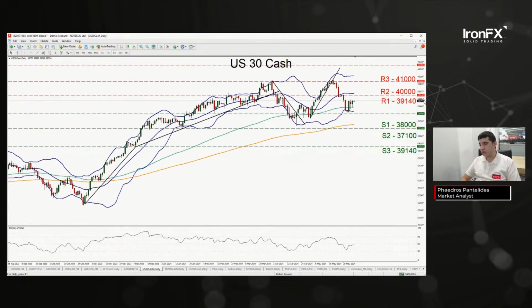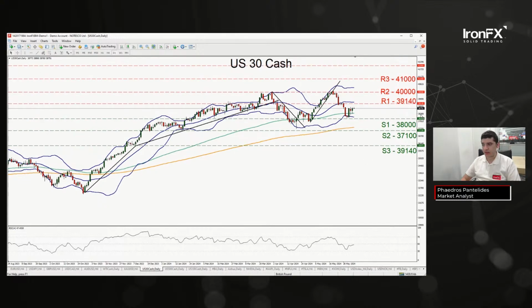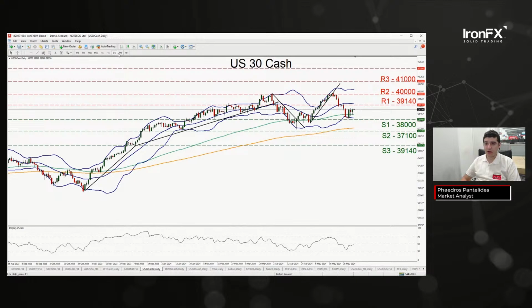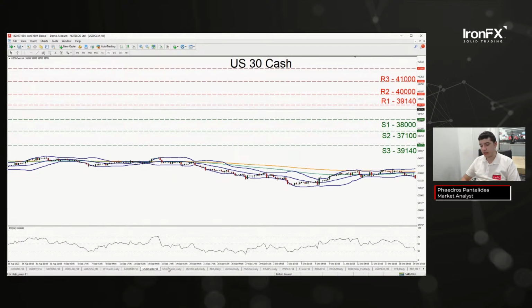On to the Dow Jones 30. This for me would be a retracement, so it moved lower significantly, retracing close to 50, so could be relatively sideways between S1 and R1. But from a more macro perspective, I would be slightly bearish for the particular index.